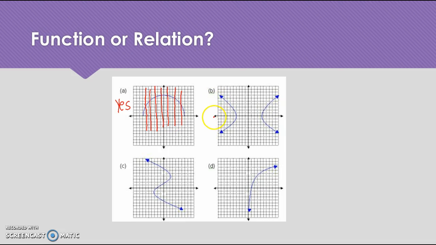For example B. Put my line in and oh, I'm already touching it twice. That's more than once, so that means this is not a function. For example C. Over here, it's only touching once, but then if I move over a little bit, I get 3 times. So that one is not a function. And then over here, only once, and then it's just going to keep going. So this one is also a function.